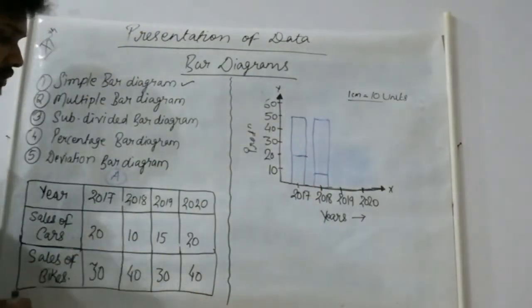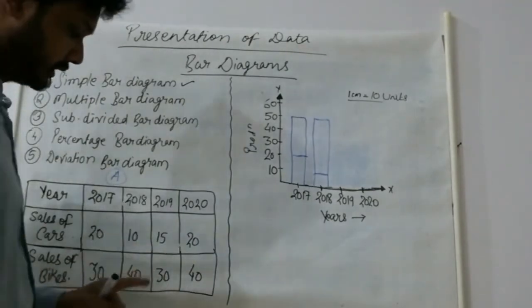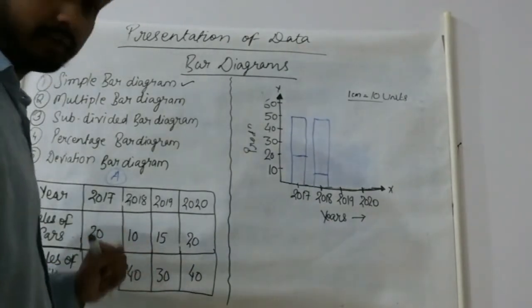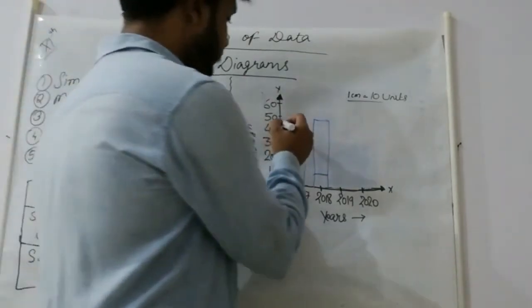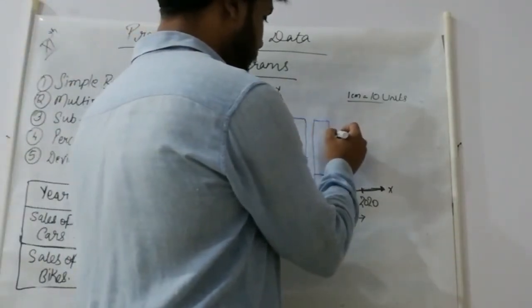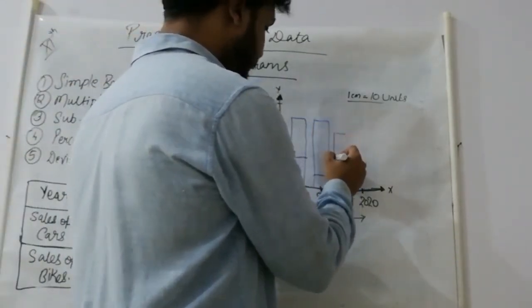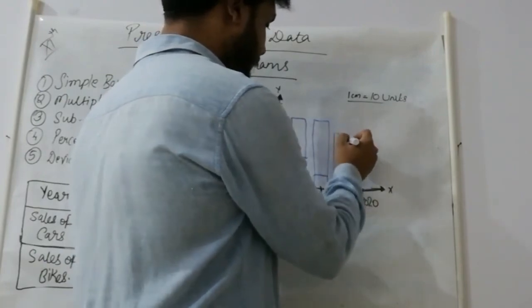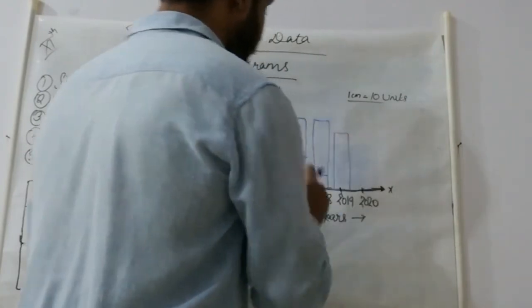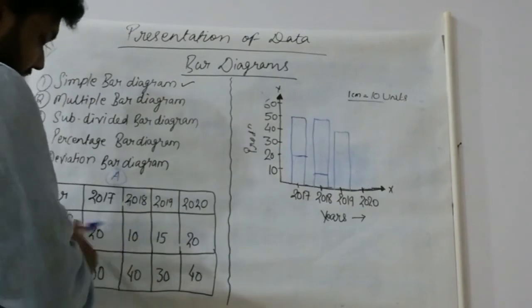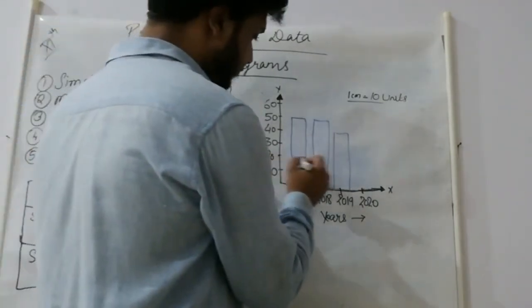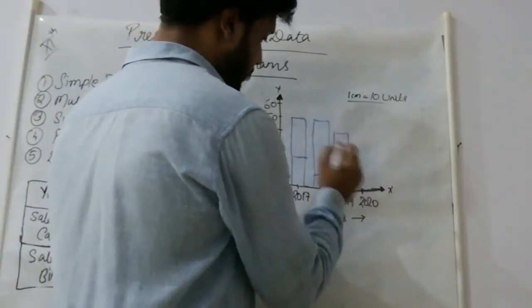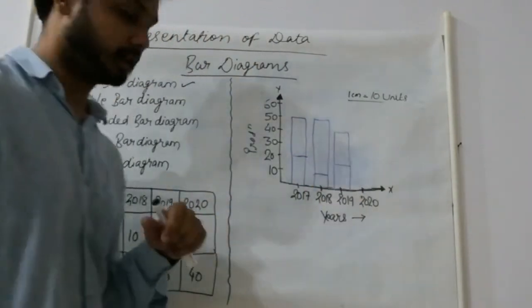So 0 to 10 is car and the remaining one is sales of bike. Then for 2019, 15 and 30, so 15 plus 30 is 45. Total sales will be 45, so make the total sales as 45. And now just divide it. Sales of car is 15, so 15 will come here. This one will represent 15.